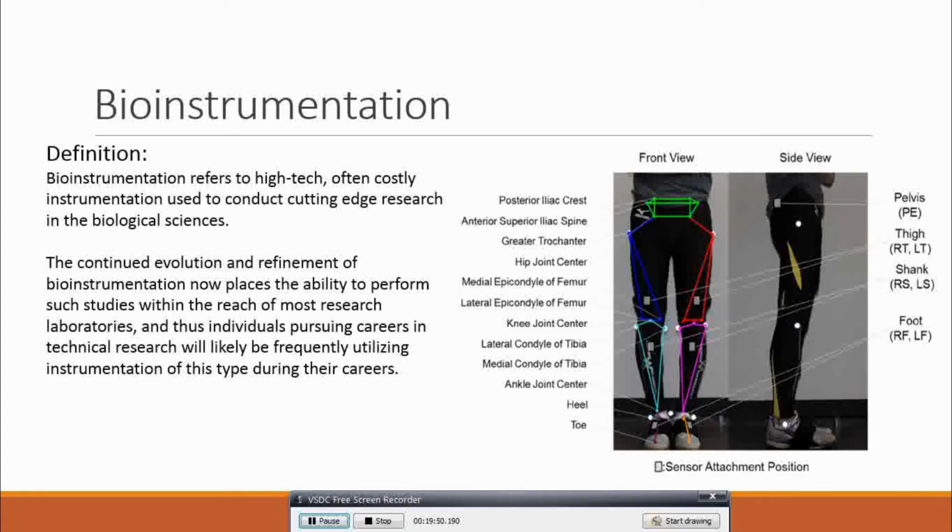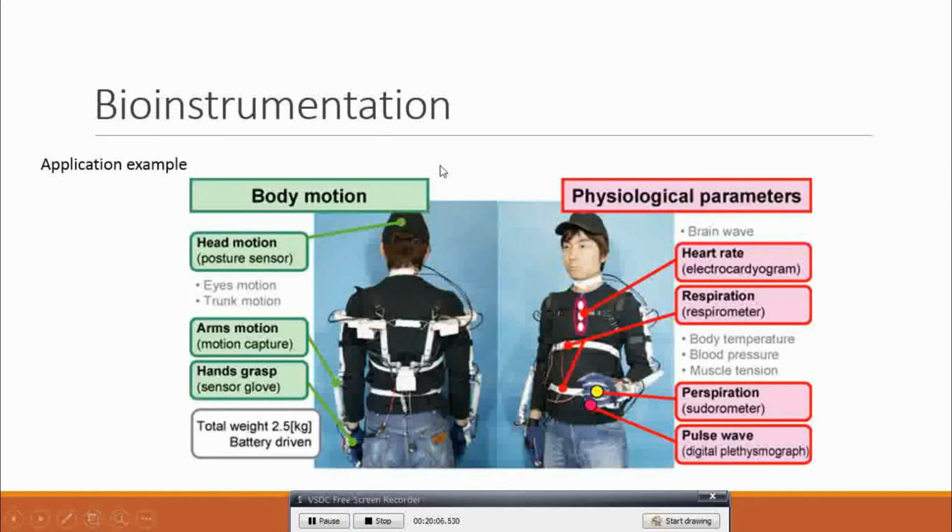So most of the research is done in the laboratories, and some people love to do this designing part, the instrumentation part. So this is potentially one field that will be of interest for the students, I guess. Right. Another example is a body motion detection system. This guy has been fitted with a head motion posture sensor, so it will detect the eyes, trunk motion, and then arm motion.